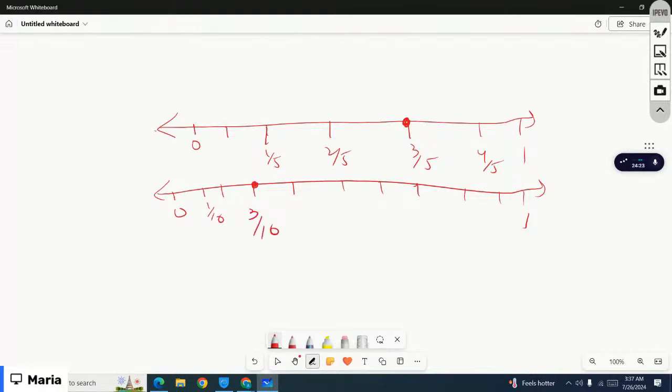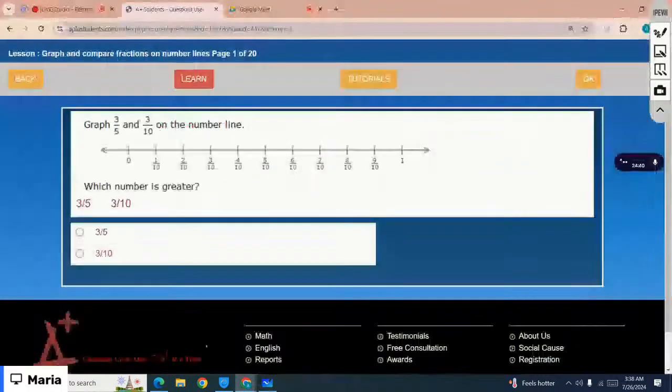The both are the exactly same things, right? And I made the graph. So you can see 3 by 5 is greater than 3 over 10, right? Which is greater? 3 over 5 is greater. Correct option.